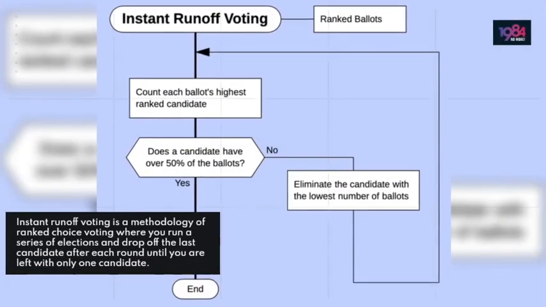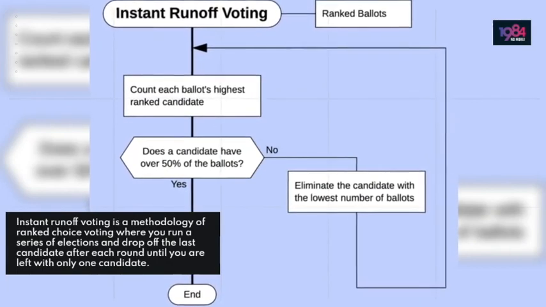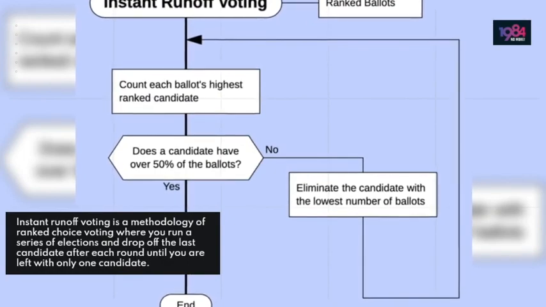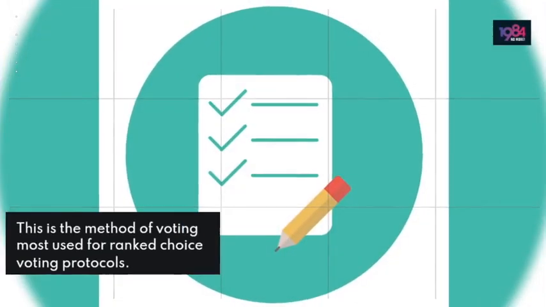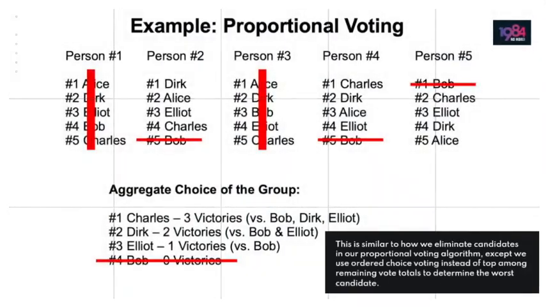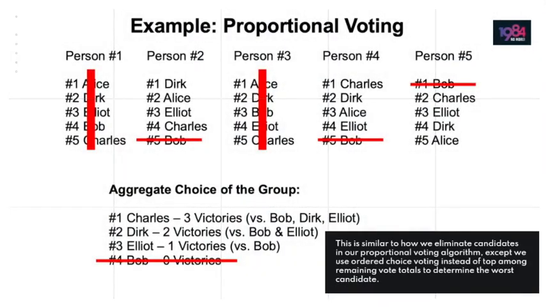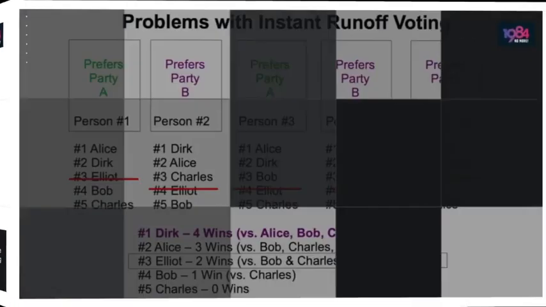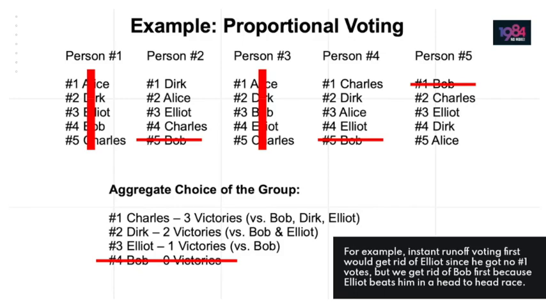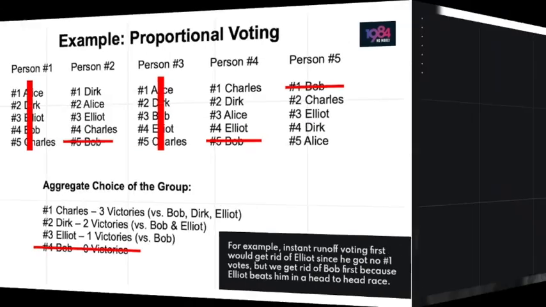Instant runoff voting is a methodology of ranked choice voting where you run a series of elections and drop off the last candidate after each round until you are left with only one candidate. This is the method of voting most used for ranked choice voting protocols. This is similar to how we eliminate candidates in our proportional voting algorithm, except we use ordered choice voting instead of top among remaining vote totals to determine the worst candidate. For example, instant runoff voting first would get rid of Elliot since he got no number 1 votes, but we get rid of Bob first because Elliot beats him in a head-to-head race.